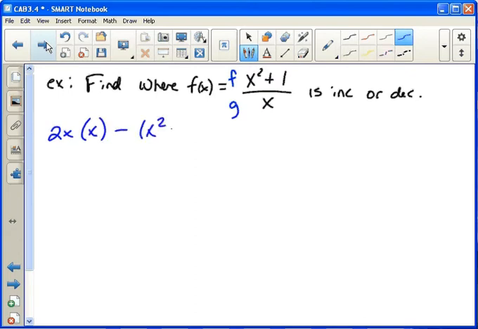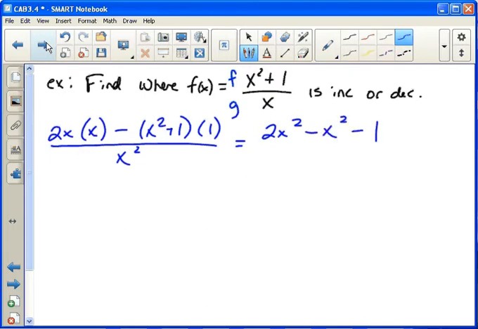So simplifying, I get 2x squared minus x squared minus 1, because this negative applies to both of those, all divided by x squared. So that's x squared minus 1 over x squared. Again, when you're dealing with a fraction, this is the derivative. I should have written that somewhere here.